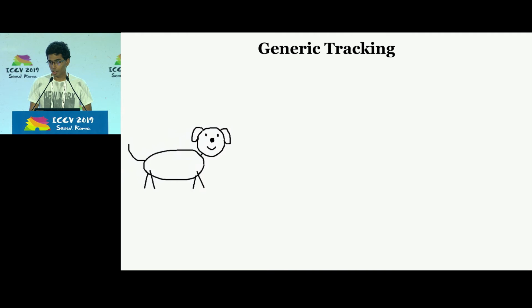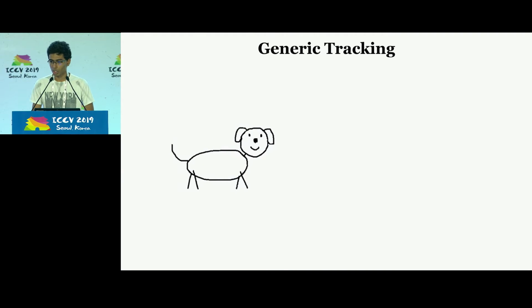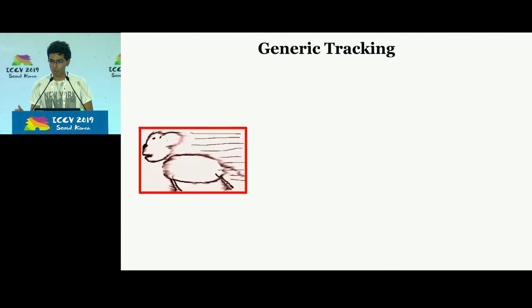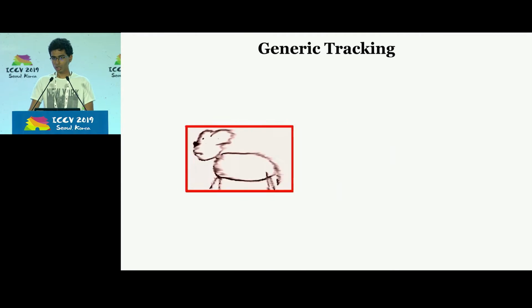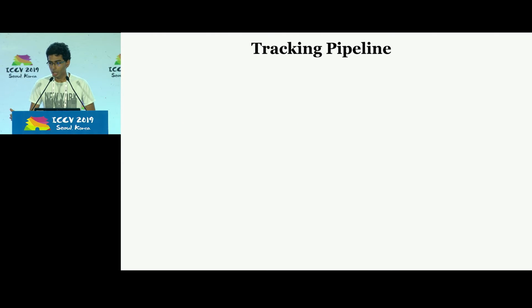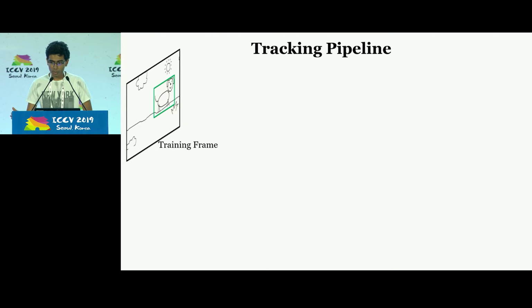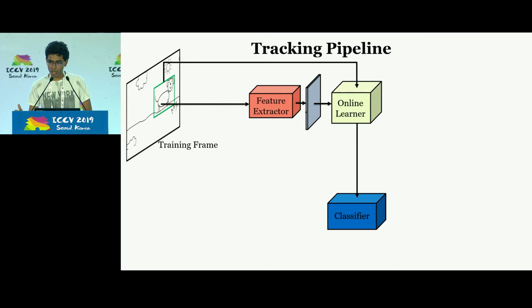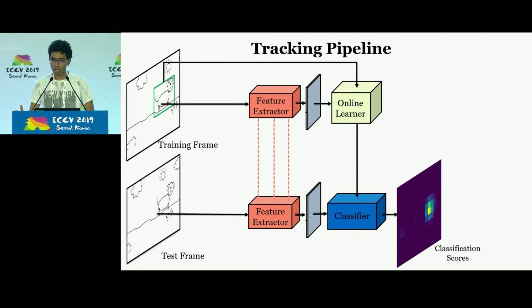Generic tracking is the problem of tracking arbitrary objects in a video. You mark the target with a box, and the tracker should follow it for the rest of the sequence. So how is this done? Here is the standard tracking pipeline. The training frame is first passed through a feature extractor. Next, we learn a classifier online which can robustly distinguish the target object from the background. The classifier is then applied on the test frames to get a score map, the peak of which gives us the new target location.